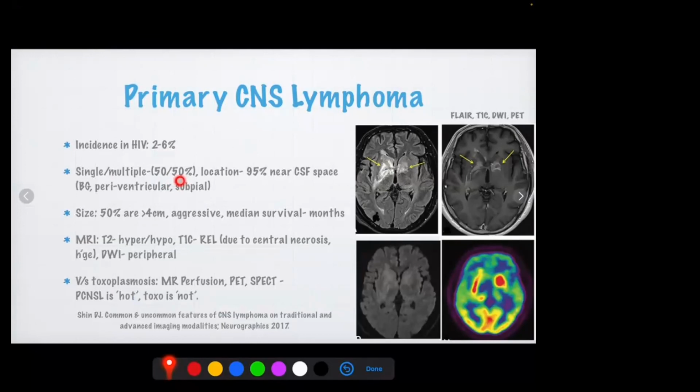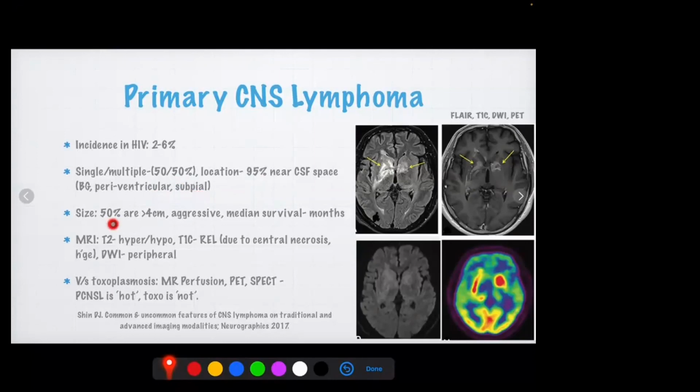The corollary is that if there is a single lesion, it is much more likely to be a lymphoma compared to a toxoplasma. But if multiple lesions, there is not much to differentiate by the number. 95% of times it happens near a CSF space, most commonly basal ganglia and periventricular, including the corpus callosum and the posterior periventricular white matter. Sometimes it can be near the cortical gray matter, starting there and coming towards the medial aspect of the brain.